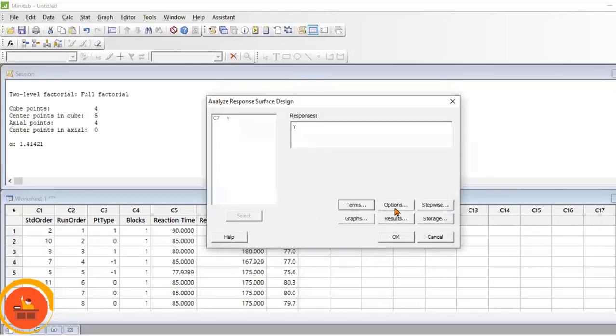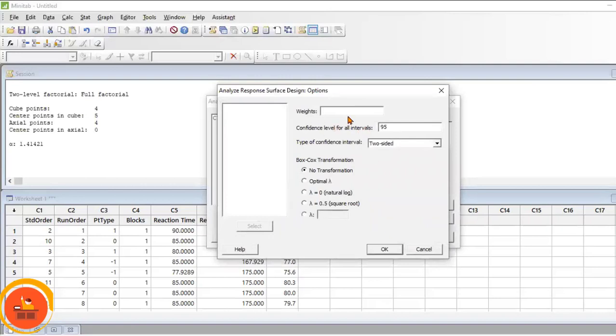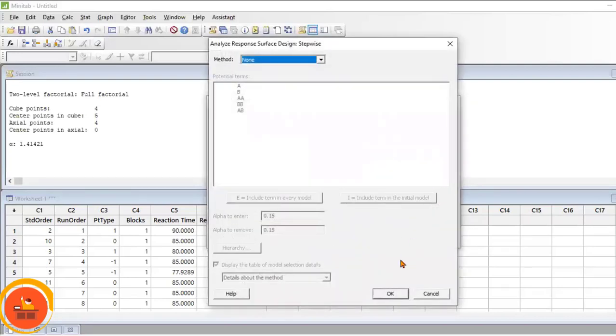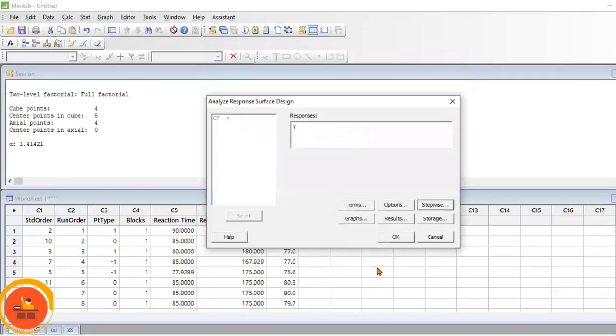Okay. Next, options. In the options, if there is any weightage criteria, then we can give it. Otherwise, leave it off, not necessary. And confidence level, we are setting it as 95%. Next, stepwise, here also we don't require anything. Stepwise talks about first factor, second factor, start factor, because we are already doing the interaction like that only. So I am mentioning it as none.